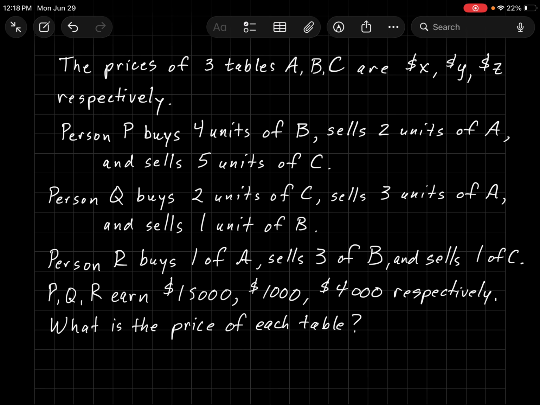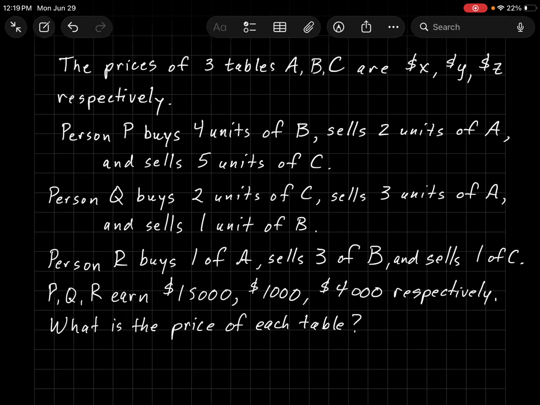So the prices of three tables A, B, and C are X dollars, Y dollars, and Z dollars respectively. Person P buys 4 units of B, sells 2 of A, and sells 5 of C. Person Q buys 2 of C, sells 3 of A, and sells 1 of B. Person R buys 1 of A, sells 3 of B, and sells 1 of C. P, Q, and R earn $15,000, $1,000, and $4,000 respectively. What is the price of each table?